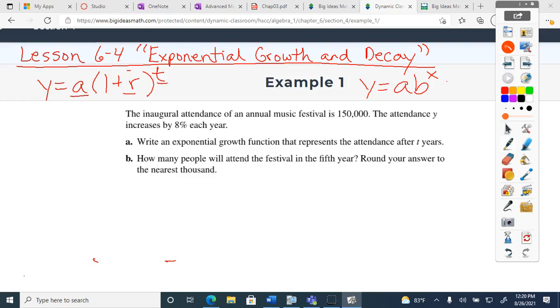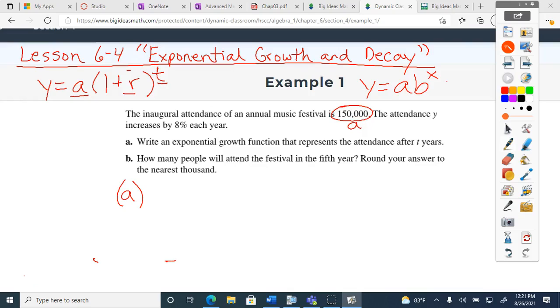1 plus R. Okay, so this first example we're doing says the inaugural attendance of an annual music festival is 150,000 people. The attendance Y increases by 8% each year. Part A, they want us to write an exponential growth function that represents the attendance after T years. So all you have to do is plug in what they've given us. How much is the attendance the first year? 150,000. So that's my A. That's how much I have to begin with.